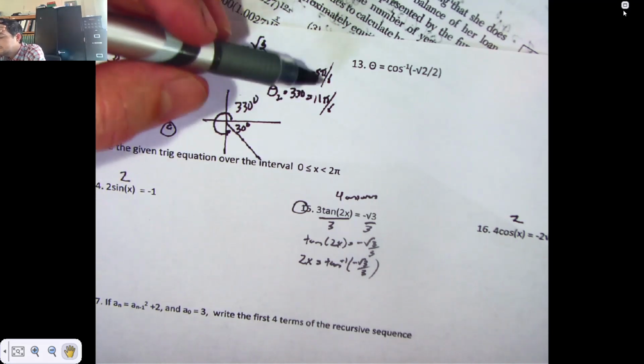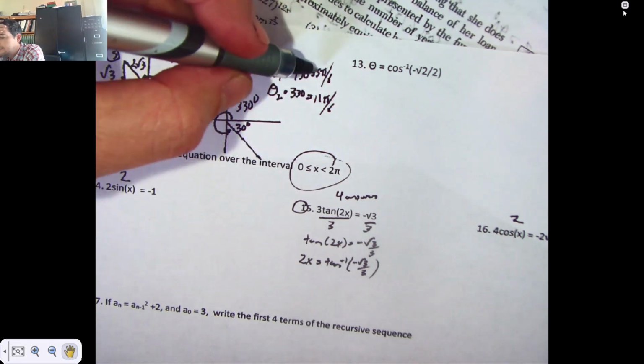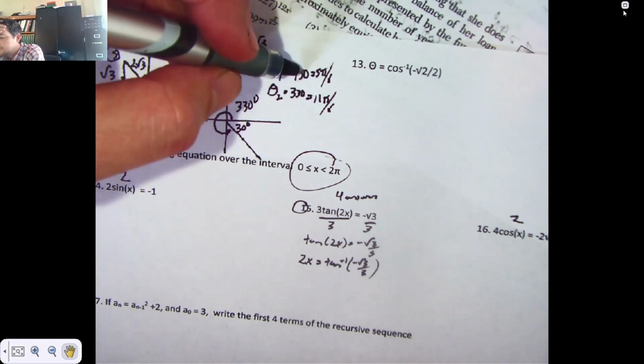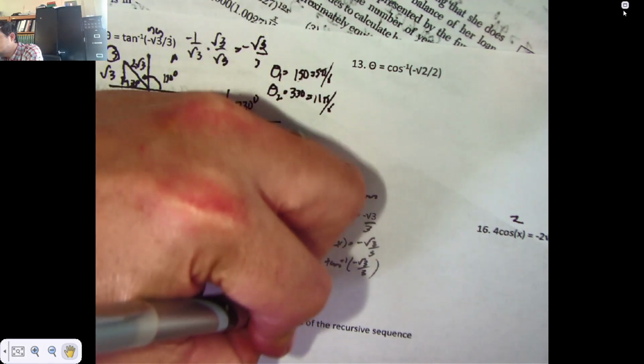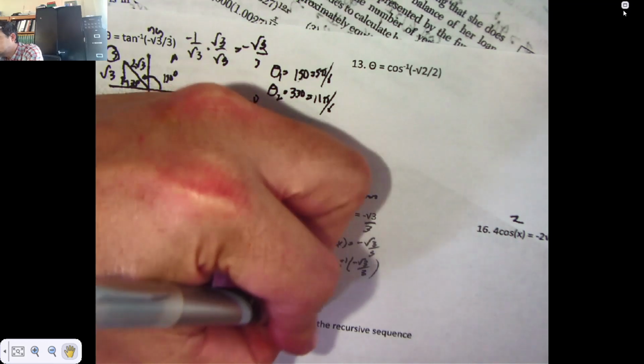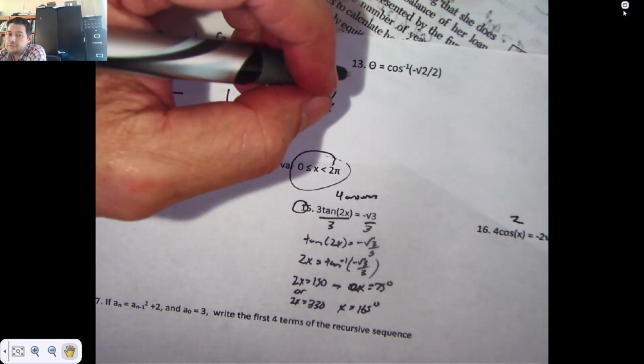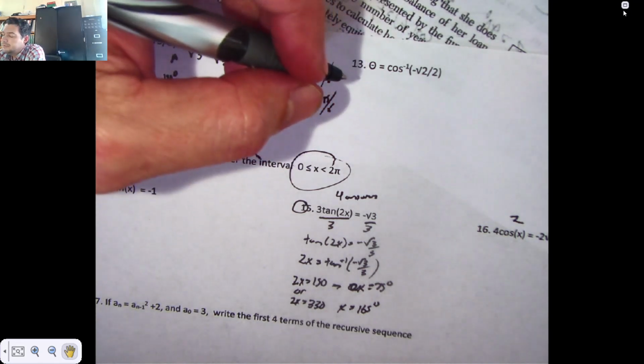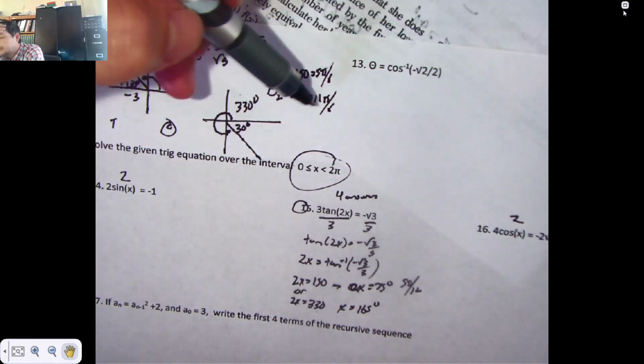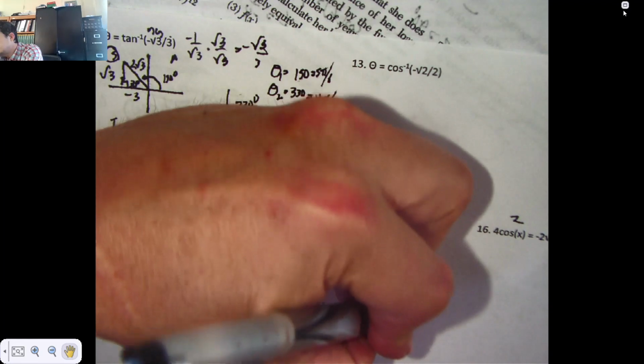These guys return these answers here, 150 and 330. Or, because we're in radians, 5 pi over 6 and 11 pi over 6. So we'll just use degrees, we'll convert. So 2x equals 150, or 2x equals 330. This is 2x, sorry, x equals 75 degrees, and this is x equals 165 degrees. There's 2 of your answers. 75 degrees as a pi rad is going to be 5 pi over 12. 165 degrees as a pi rad is going to be 11 pi over 12.